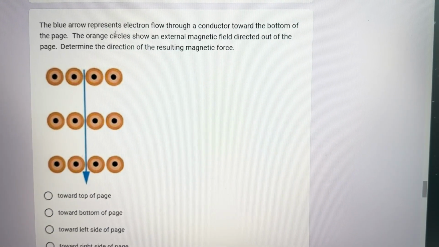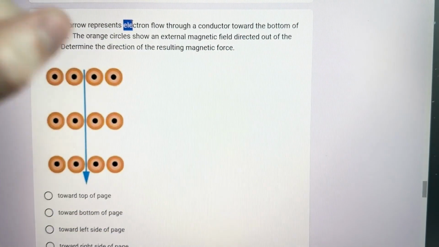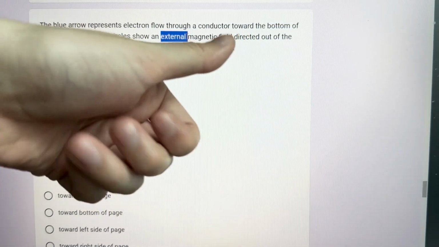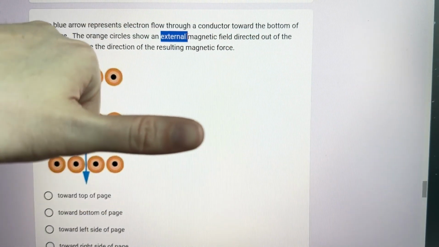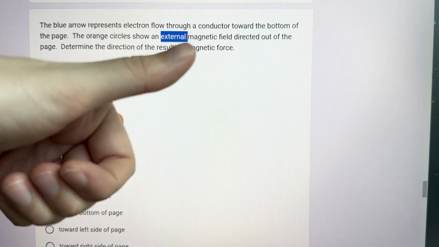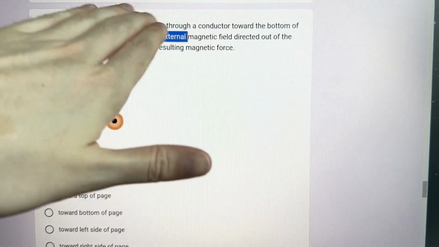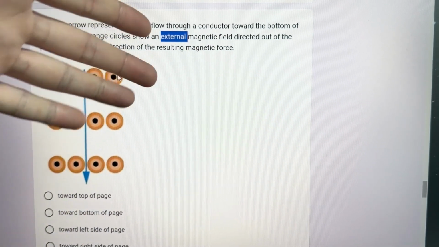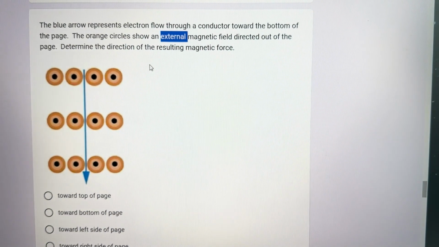All right, so the blue arrow represents electron flow. Electrons are negative, so I'm thinking left hand already, through a conductor toward the bottom of the page. The orange circles show an external magnetic field. Okay, so we're not using one of our first two hand rules probably, where we're thinking about a charge moving, what magnetic field does it create? We're thinking about the third hand rule: a charge enters an external magnetic field it had nothing to do with creating, and as a result of doing that, it feels a force. The dots show that the magnetic field is directed out of the page.